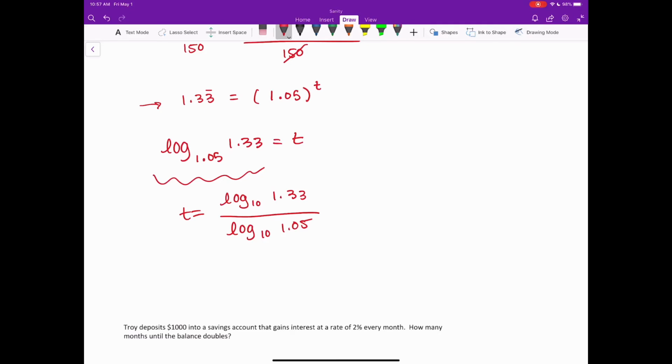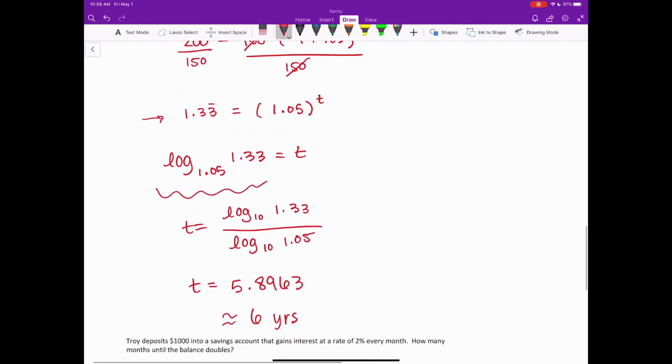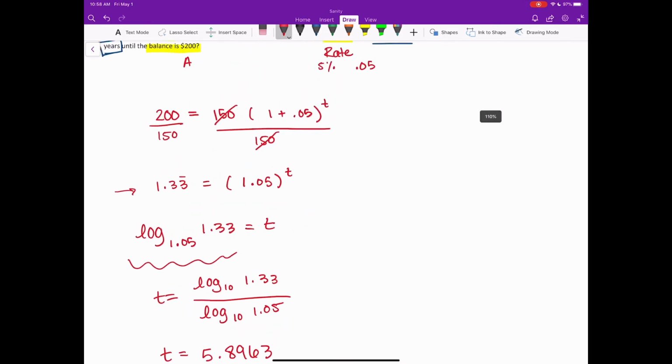Log of 1.33 divided by log of 1.05 gets me a t-value of about 5.8963. So it's roughly, I'm just going to call it roughly 6 years, okay? And I would highly encourage you to try it out by yourself.